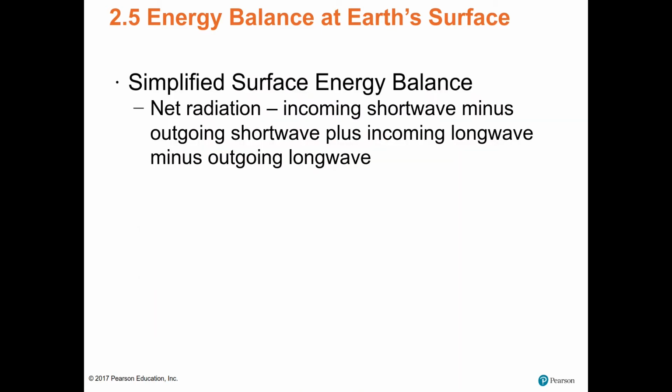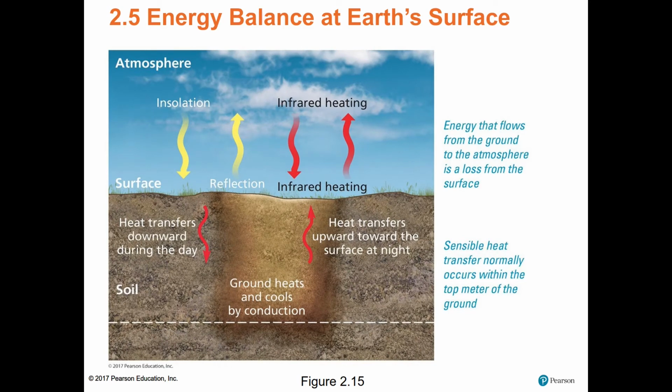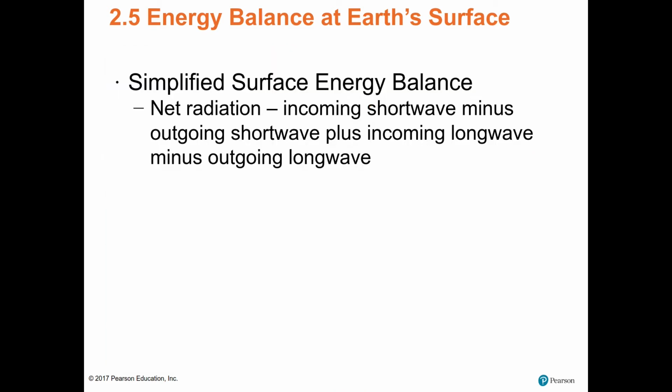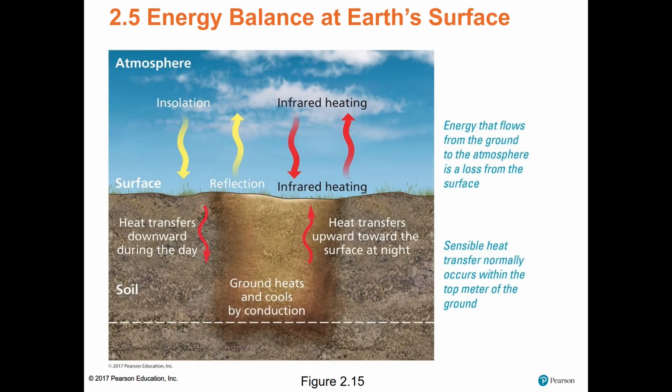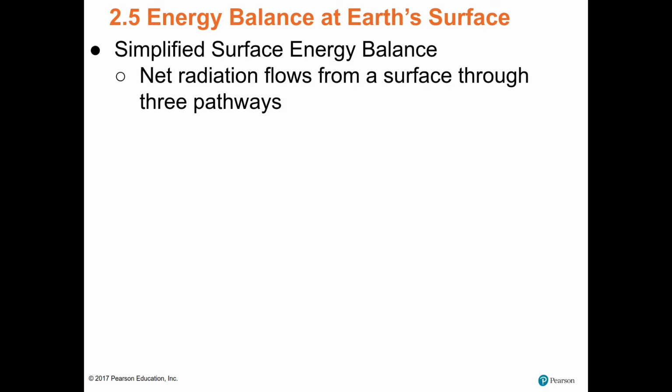This is talking about energy at the surface, and there's only a couple different things that happen to energy. Net radiation is the idea that incoming shortwave minus outgoing shortwave plus incoming longwave minus outgoing longwave equals net radiation. So we've got shortwave coming in as light, going out as albedo, heat coming in, heat going out. We also have, and I'm surprised I didn't have this, latent heat. There's also latent heat in this equation. So let's talk about that.